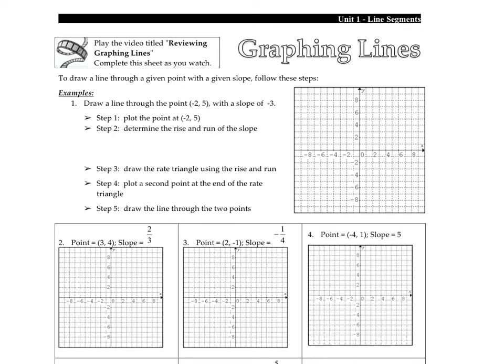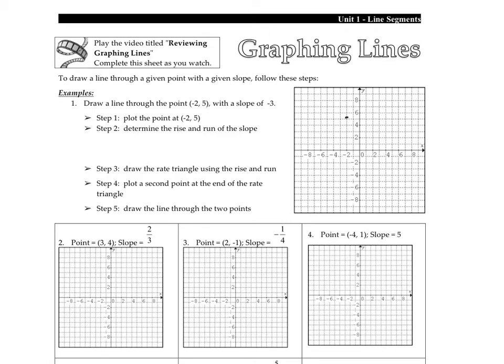Okay, so now we're going to review graphing lines. So let's do example 1. Draw a line through the point -2, 5 with the slope of -3. So the first thing we want to do is plot our point at -2, 5.